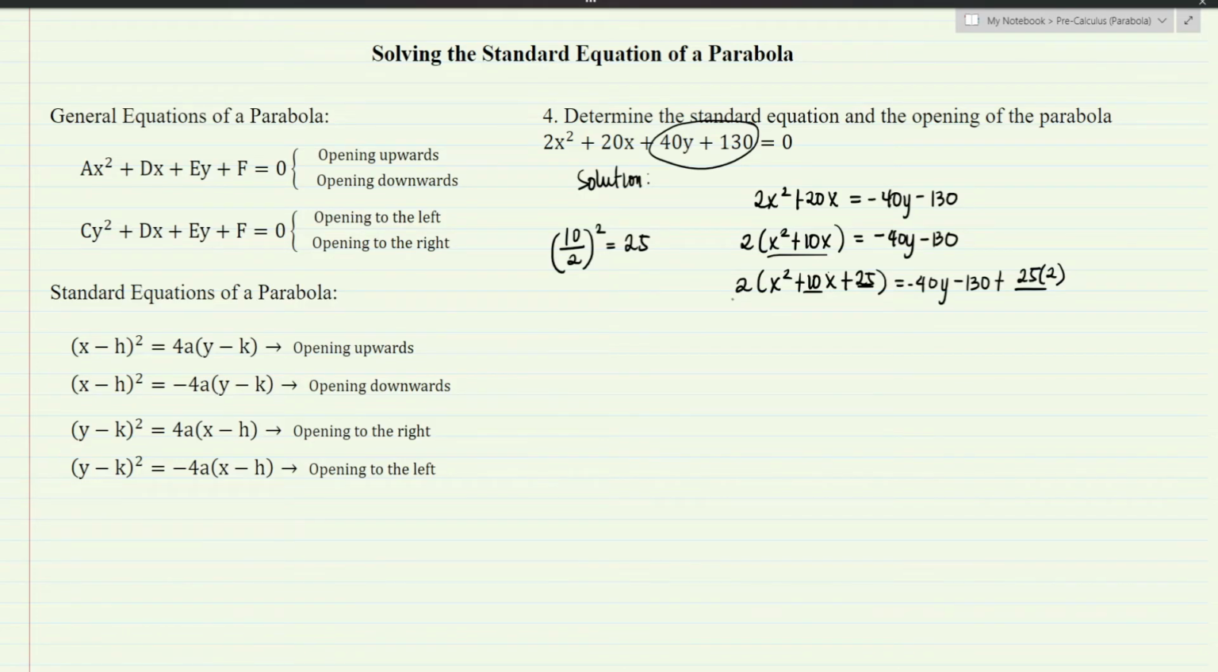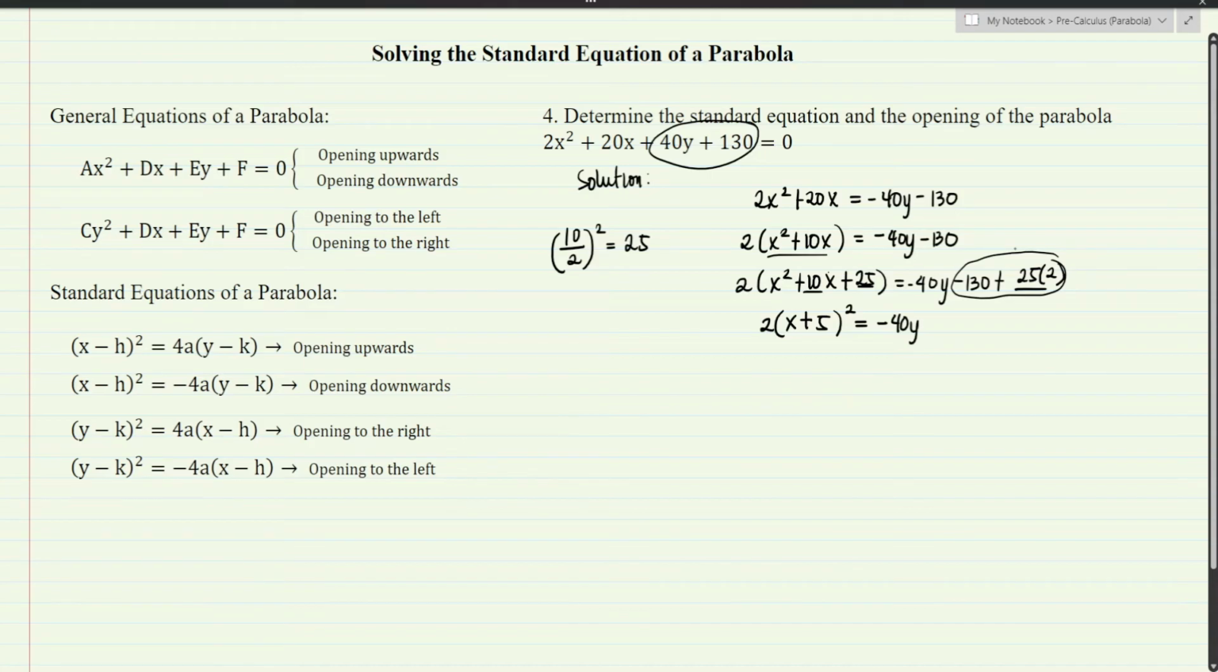Now on the right side, I will place here 25, then multiplied by 2, since I have here 2 factored out. And the next step here is I can now convert this quadratic expression on the left side into its binomial form. So I will take the square root of x squared, that is x, the sign of the middle term, plus, then square root of 25, that would be 5. Then place an exponent of 2. As for the right side, I would copy negative 40y. Then for this one, negative 130 plus 25 times 2, that would be negative 130 plus 50, that would be negative 80.